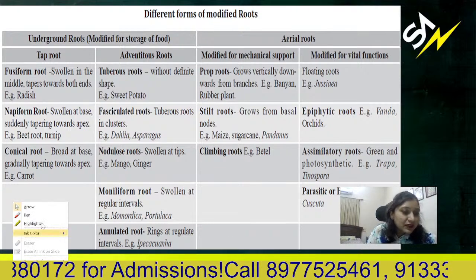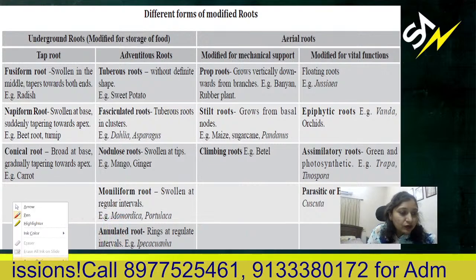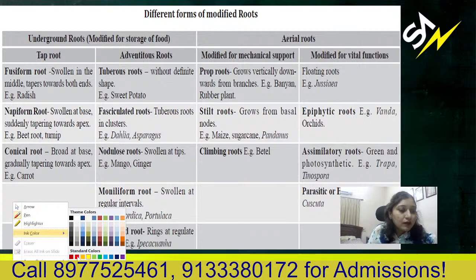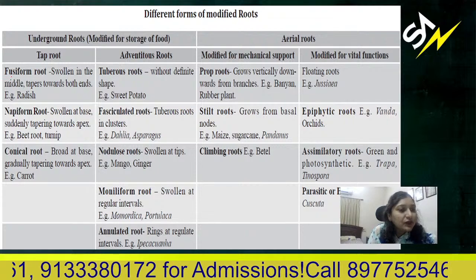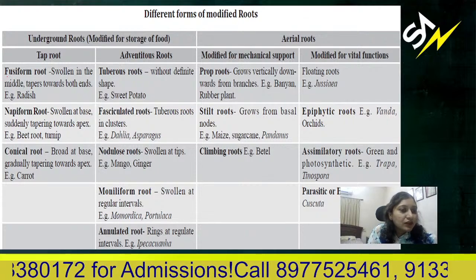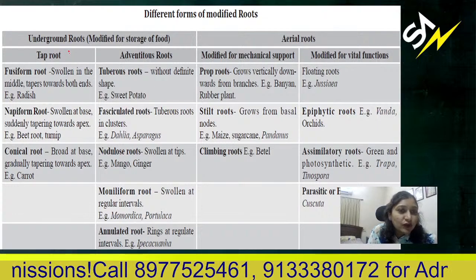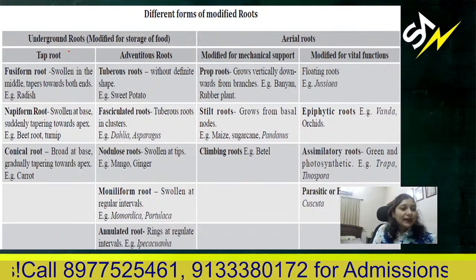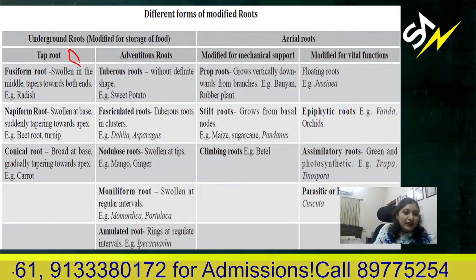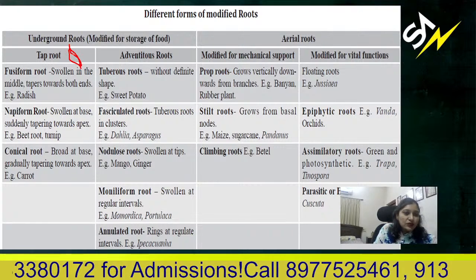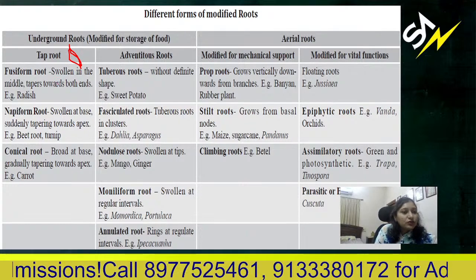This is a simple table which will give you a complete account of the modification of root. So taproot, modified taproot, differ on the basis of shape. They are fusiform. These are storage roots only, storing food. Radish, what is the shape of radish? Tapering towards both the ends and swelling in the middle part. It is known as fusiform.